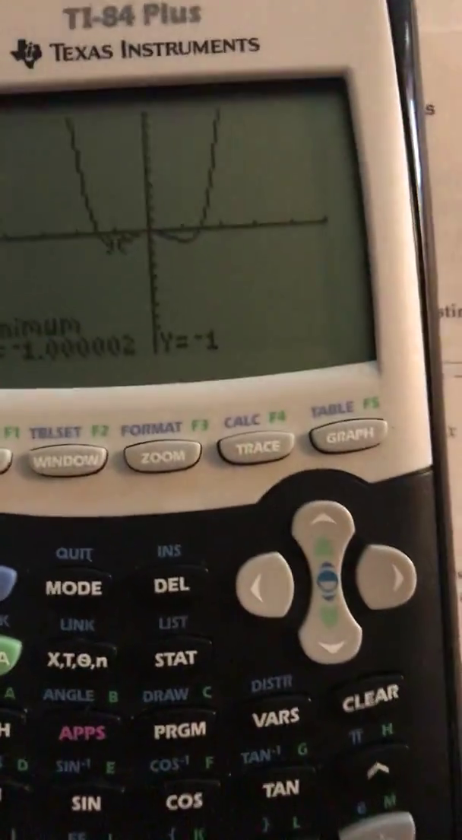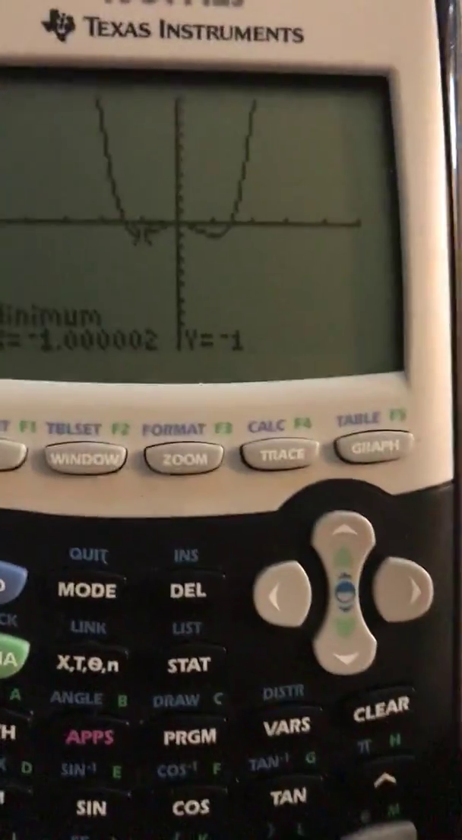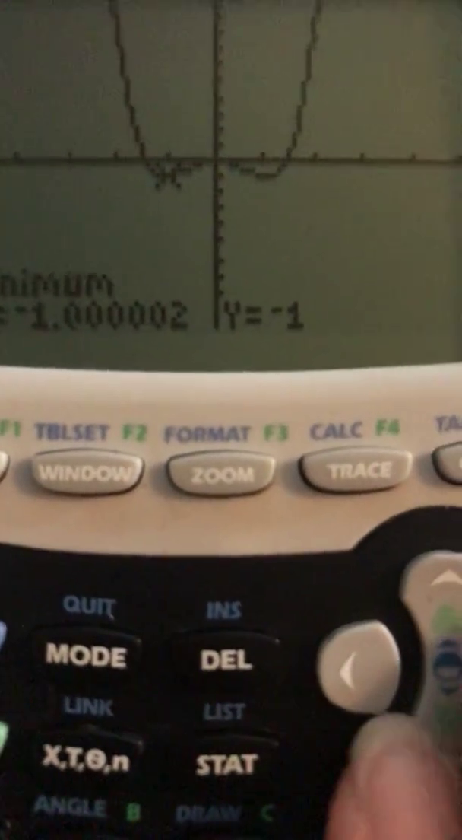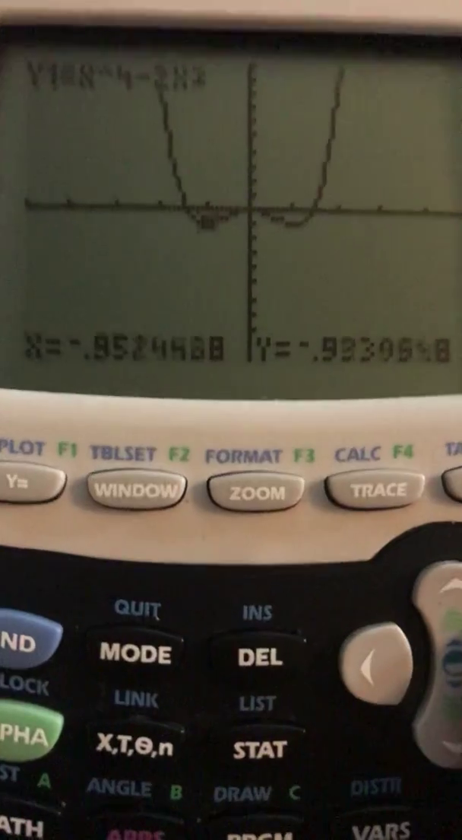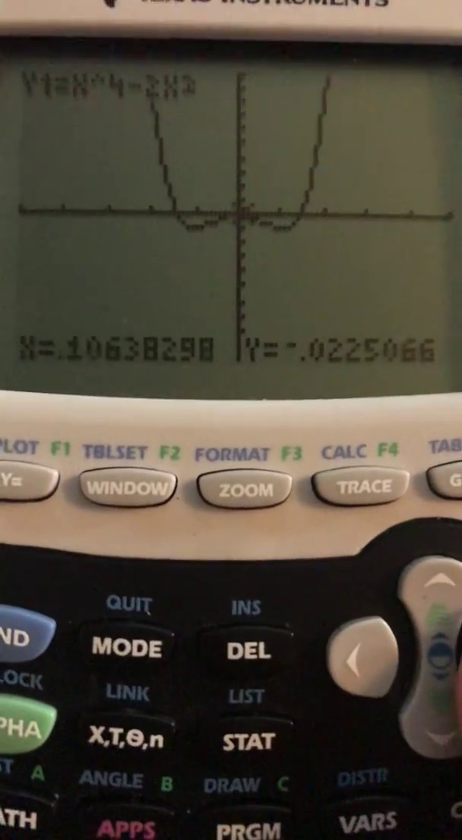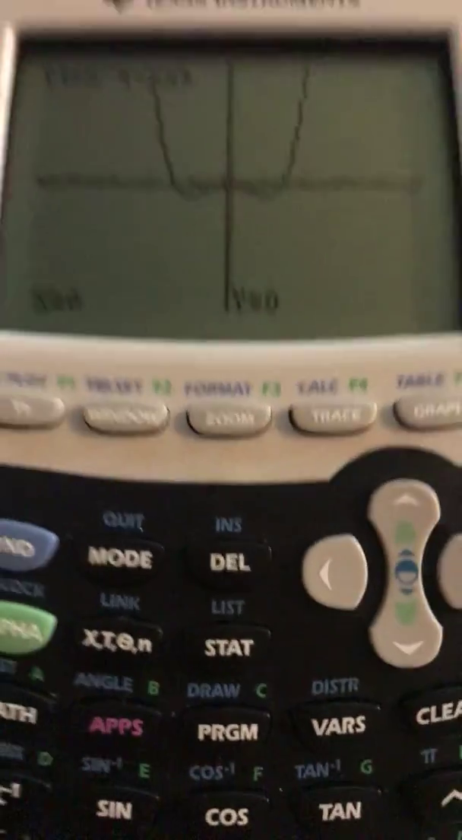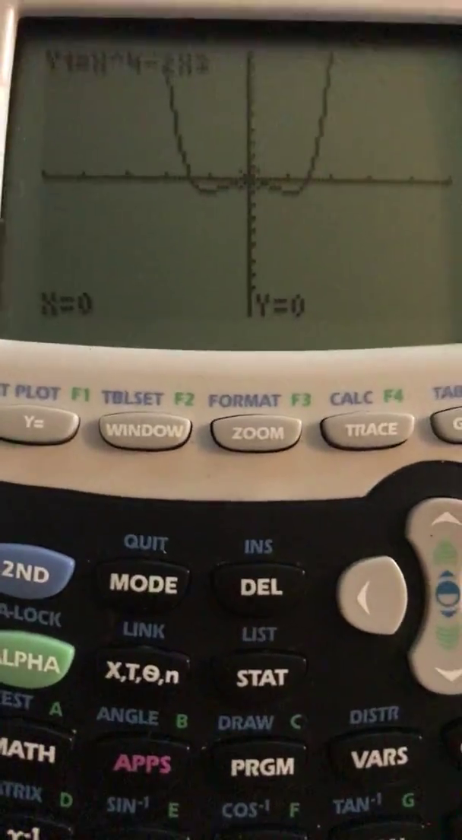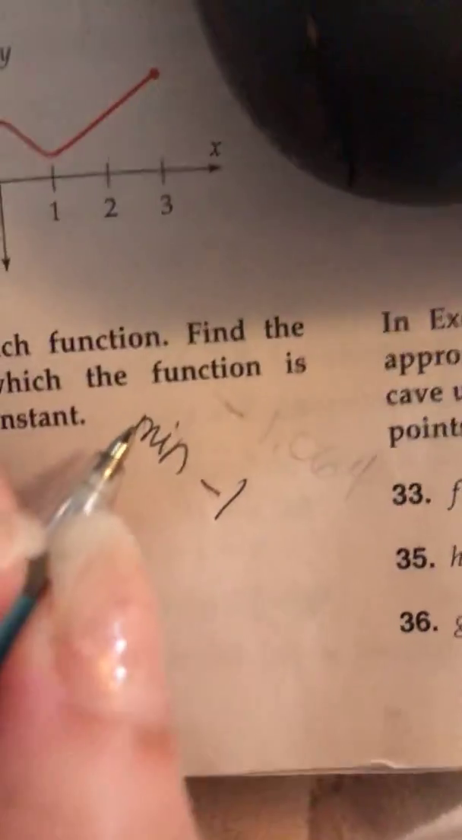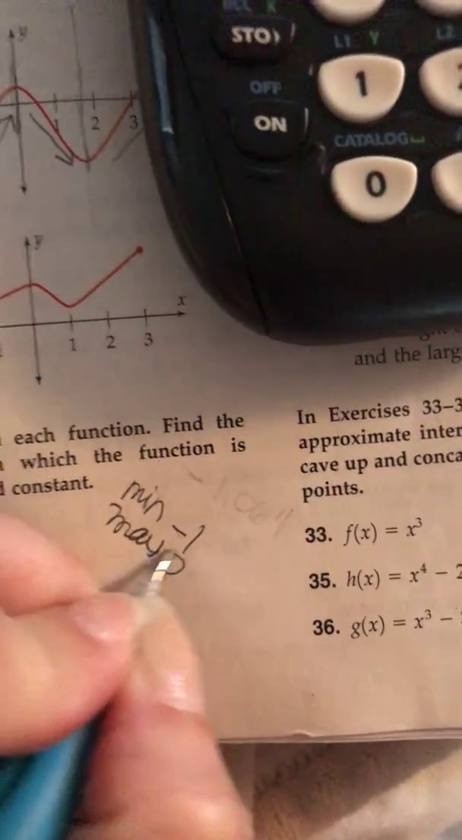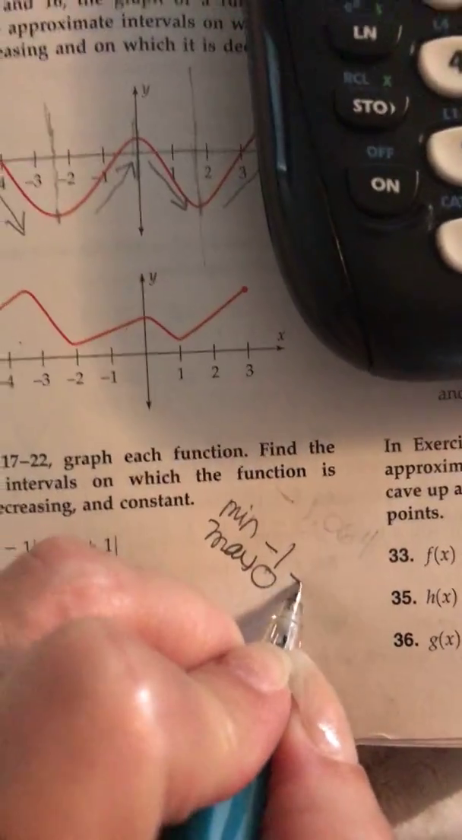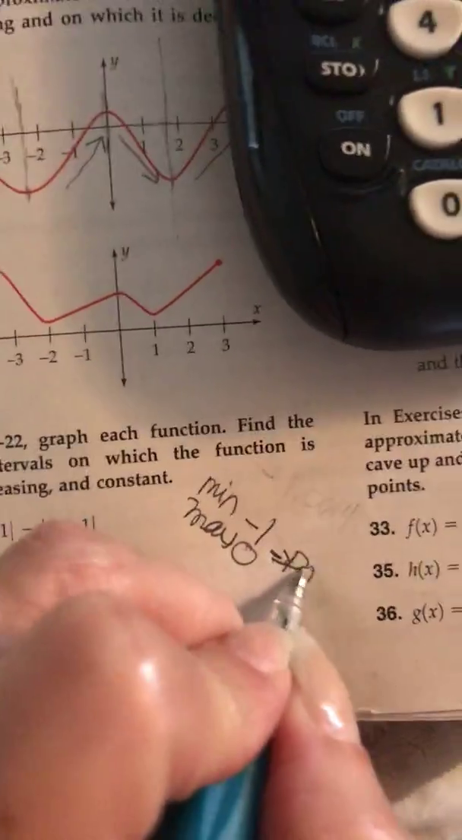Now I've got to go find the max because my point of inflection is the halfway point between the min and the max. Okay, you know what? This is obvious. I'm just going to trace, and at 0, it's got to be at 0, is my max. So I have a max at 0. So halfway in between is my point of inflection.